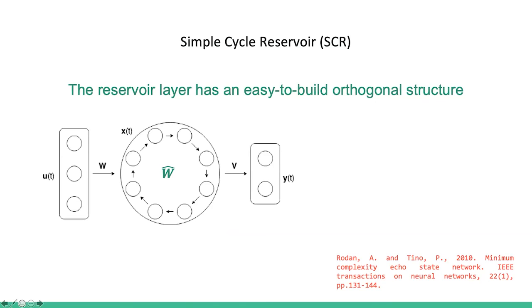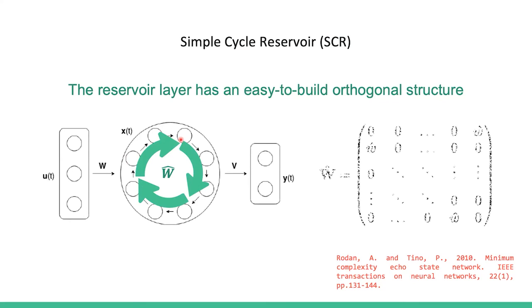So in the simple cycle reservoir, you can see that there is a lot of sparsity in the connection between the neurons in the reservoir. So the neurons are really sparsely connected, but this sparsity is not random, it is deterministic, and is used to create a cycle between the neurons in the reservoir, okay? This cycle in practice means that every neuron propagates its output to the next one in the cycle and receives input from the previous one in the cycle.